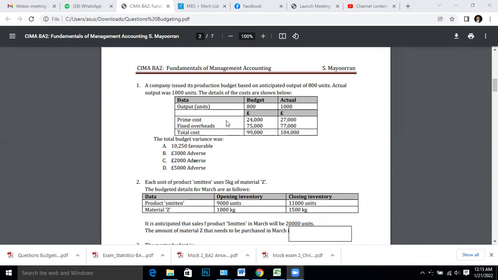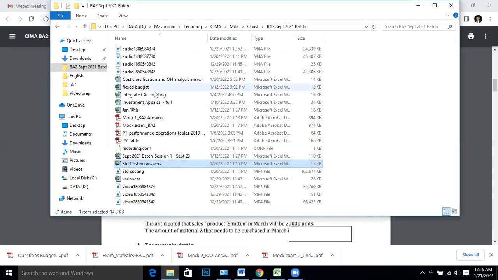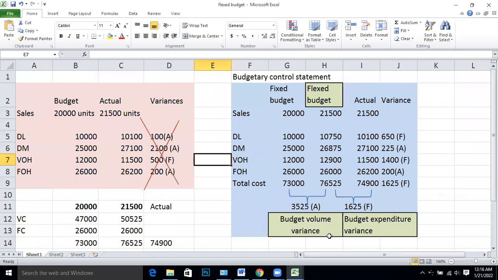Total budget variance. You remember when we prepared flex budgets, I showed you budget volume variance and budget expenditure variance. Let me show you quickly again. You prepare the fixed budget and then the flex budget. The difference between fixed and flex budgets is what we call budget volume variance. Similarly, the difference between flex budget and actual is what we call budget expenditure variance. If you add these two, that is what you call total budget variance.